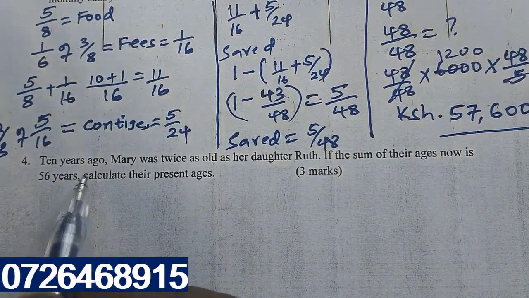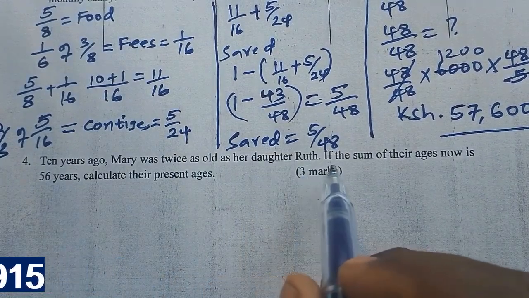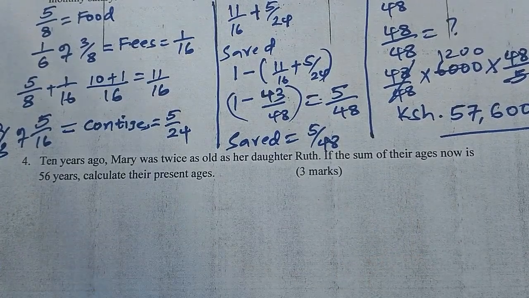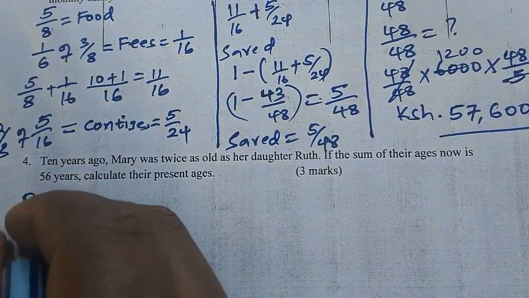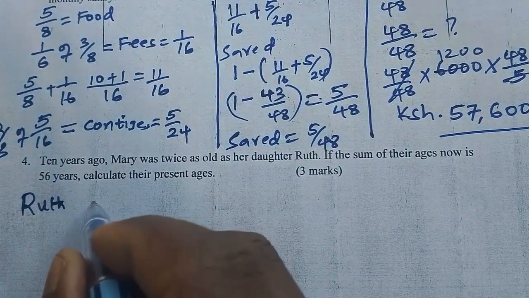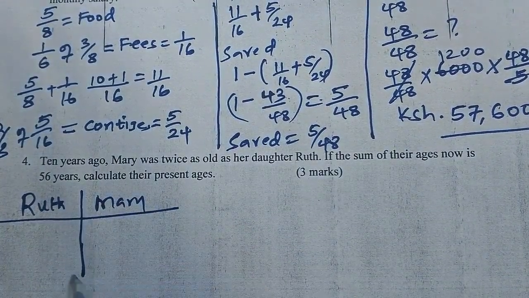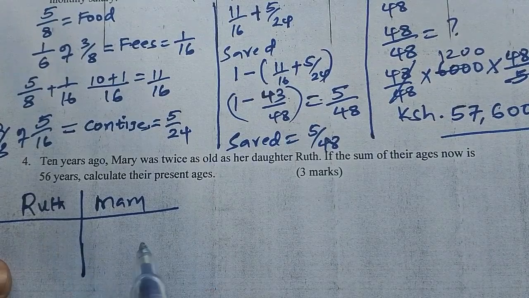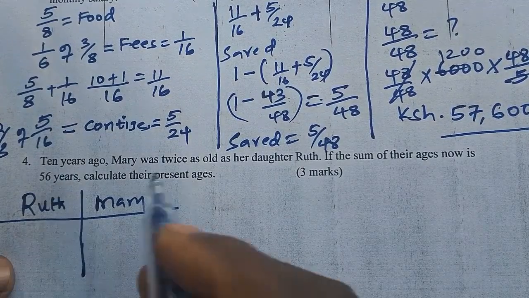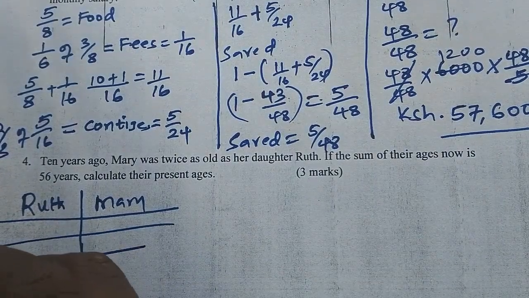10 years ago, Mary was twice as old as her daughter, Ruth. If the sum of their ages now is 56 years, calculate their present ages. So we have Ruth, and we have the mother, who is Mary. You can use a tape like this. So we can have 10 years ago and now.